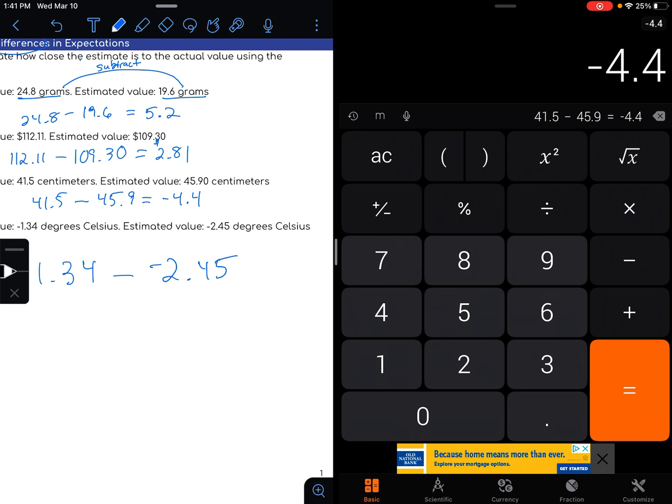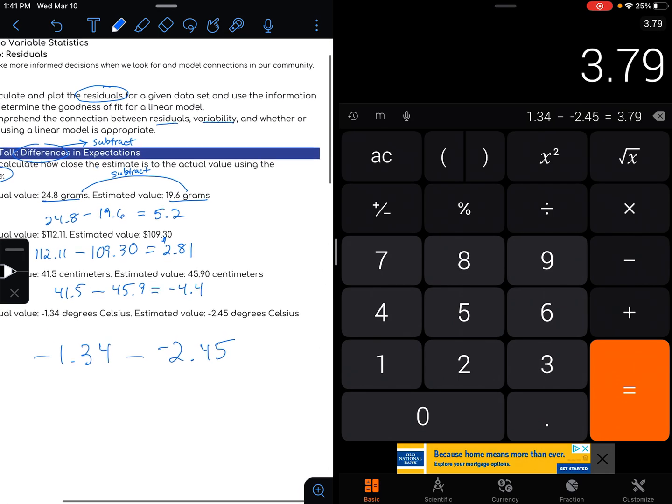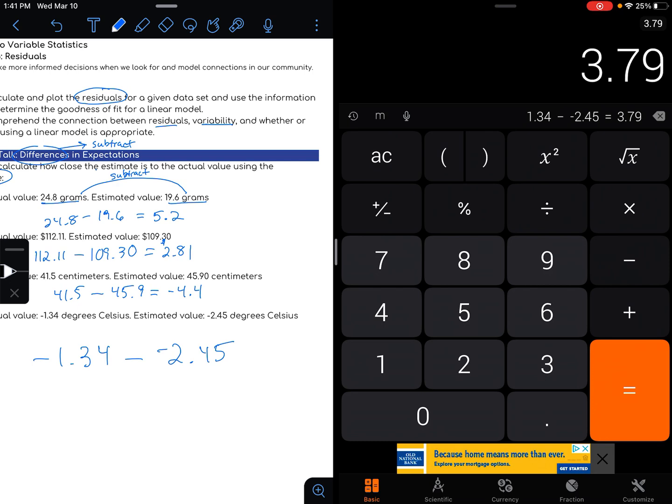So let's take 1.34 minus 2.45, negative 2.45. Notice up there it says 1.34 minus a negative 2.45, which actually is going to be positive. Well, I just made a mistake there, didn't I? Let's try that again. So it's negative 1.34. All right, so negative 1.34 minus a negative 2.45. Let's just make sure that that matches up. Okay, so now that difference is 1.11.